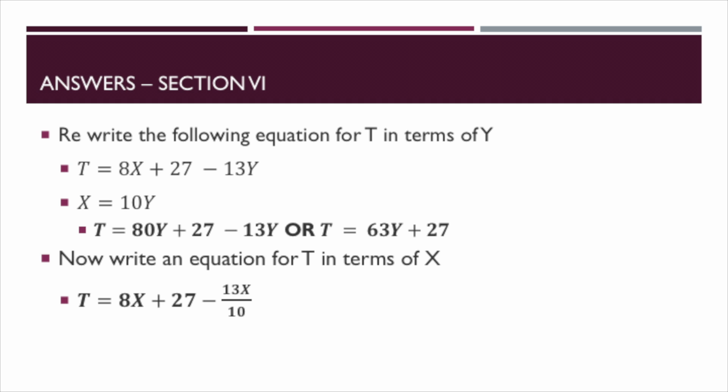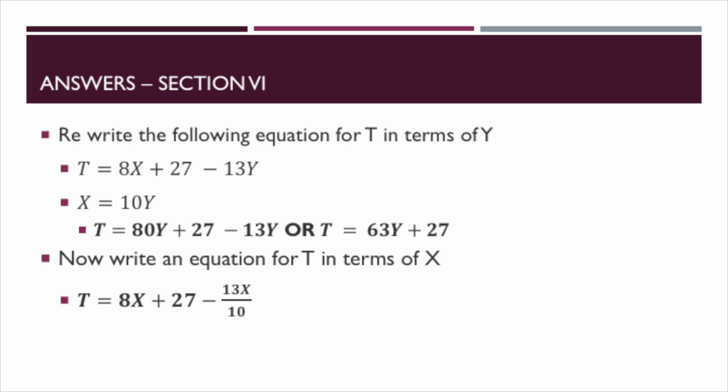Okay, so now we're going to do a little substitution. We have two equations. t equals 8x plus 27 minus 13y, and x equals 10y. Now, first thing we want to do is write an equation for t in terms of y. So wherever we have x, we substitute 10y. So it's t equals 80y plus 27 minus 13y, or t equals 67y plus 27, that's 80 minus 13 plus 27.